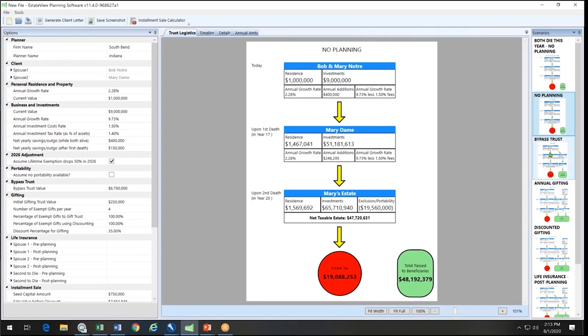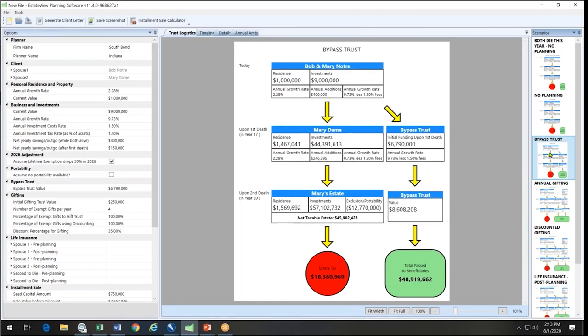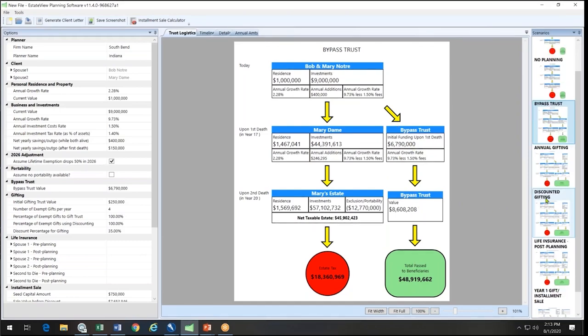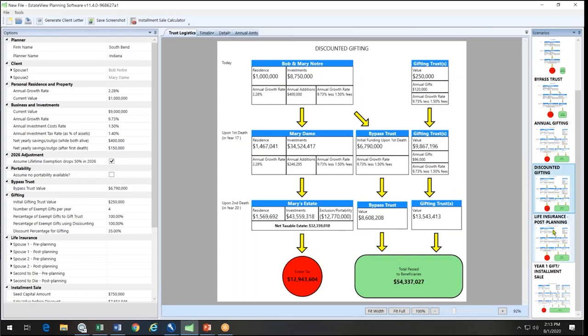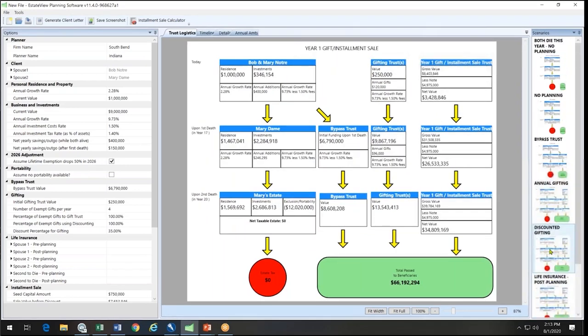The third screen is, what if a bypass trust was set up when Bob died? That brings the estate tax down to $18 million. You see what can go into the bypass trust and what bypasses estate tax. And then, do they do annual gifting to an irrevocable trust? If they do the gifting in cash, would it be better to do it on a discounted basis? Will they have a life insurance trust? And then finally, will they consider an installment sale?